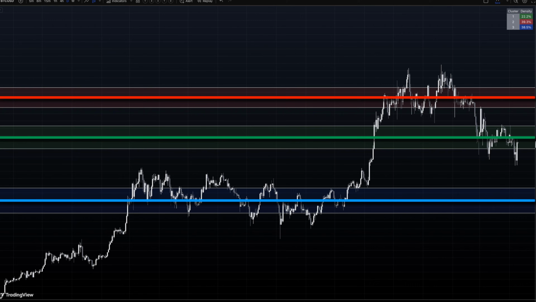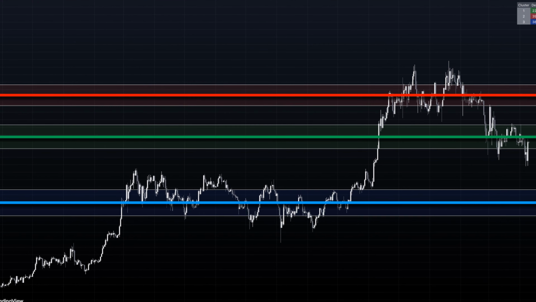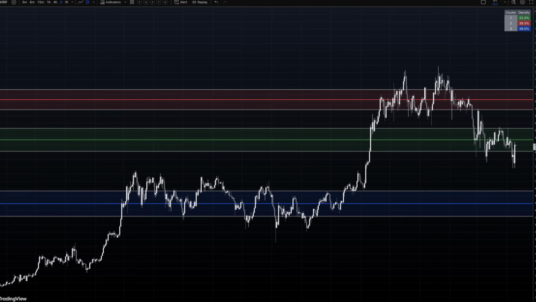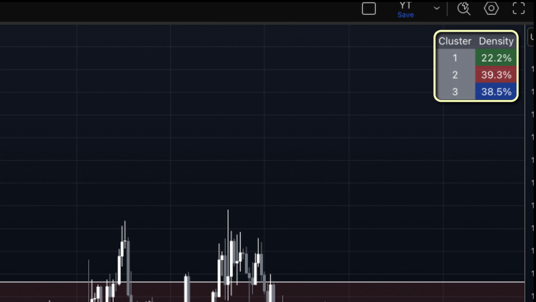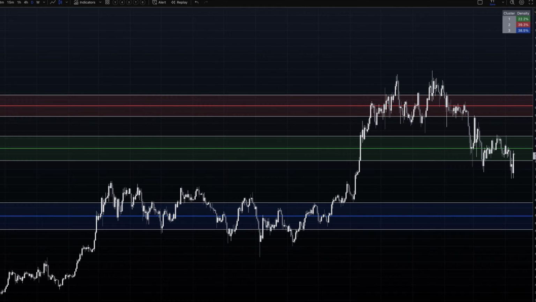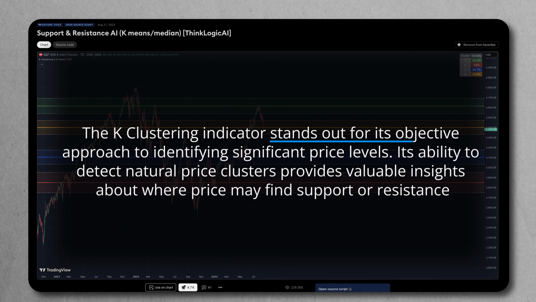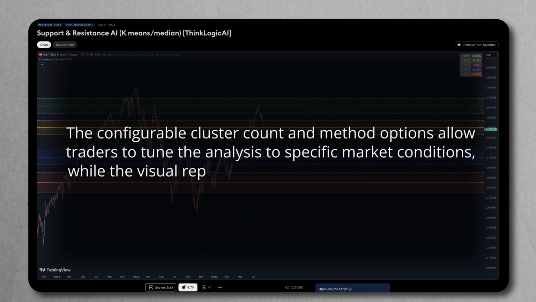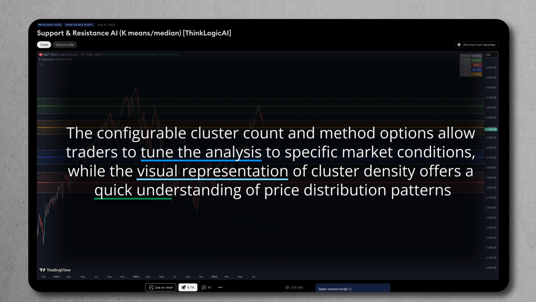Each horizontal line represents the center of a cluster where price has frequently traded, with semi-transparent bands showing the statistical dispersion around each cluster. A table displays the percentage density of each cluster, indicating where price has spent the most time. The K-clustering indicator stands out for its objective approach to identifying significant price levels. Its ability to detect natural price clusters provides valuable insights about where price may find support or resistance. The configurable cluster count and method options allow traders to tune the analysis to specific market conditions, while the visual representation of cluster density offers a quick understanding of price distribution patterns.